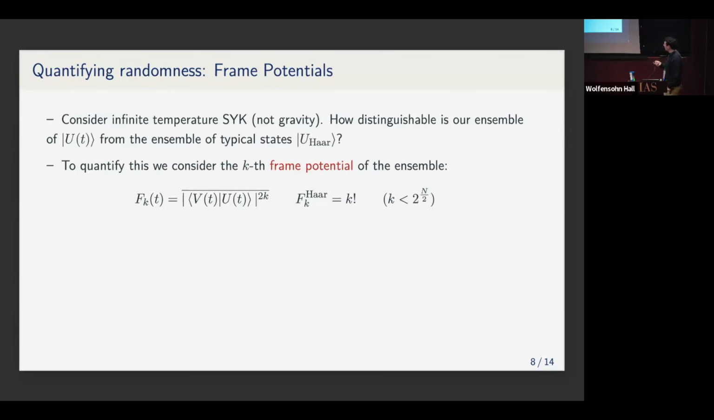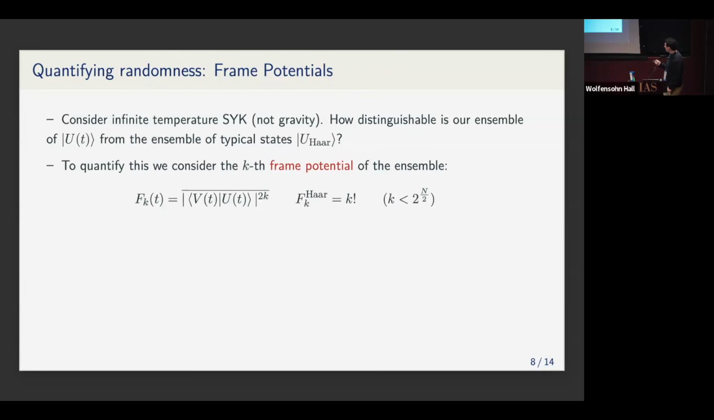In order to quantify this, we consider what is known as the kth frame potential of the ensemble of states. The frame potential is defined as follows. Essentially, you take two independent instances of your ensemble, you take their mutual overlaps to the 2kth power, and then you average over the disorder that defines the ensemble, in this case, the Brownian couplings. So this kth frame potential is some statistical moment of the ensemble of states. It's just a number.